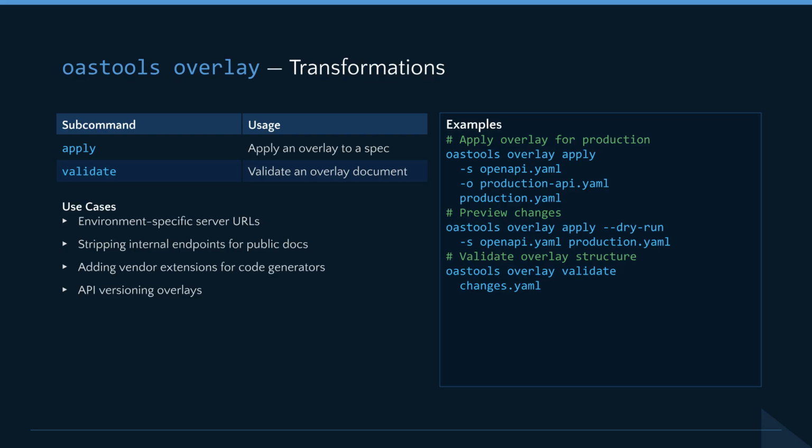Overlay transformations. Overlays implement the OpenAPI Overlay version 1.0.0 specification. They're YAML files that describe a set of targeted modifications to apply to a base spec. Each action has a JSONPath target that identifies which nodes to modify and an update or remove operation. The dry-run mode is invaluable. It shows you exactly how many nodes each action matches and what would change. The validate subcommand checks your overlay document for structural correctness before you try to apply it.